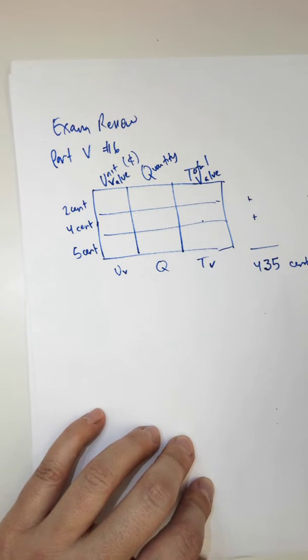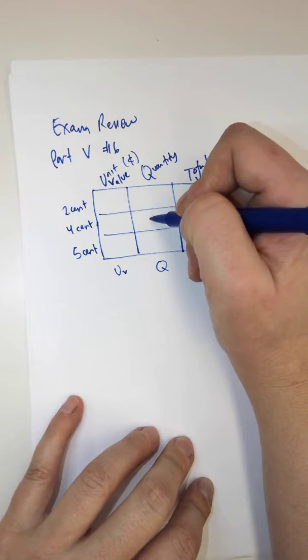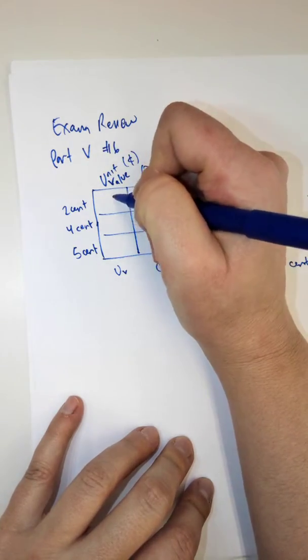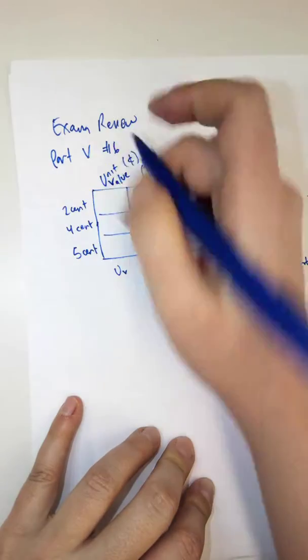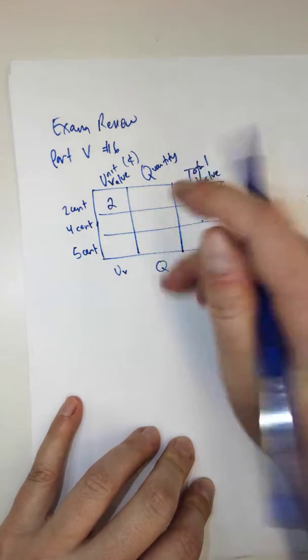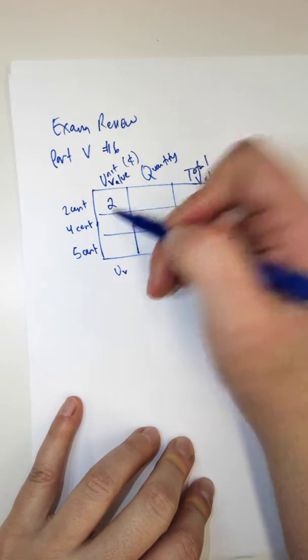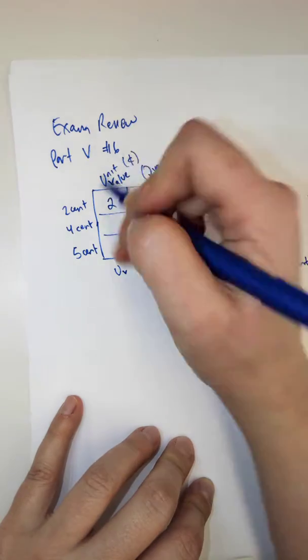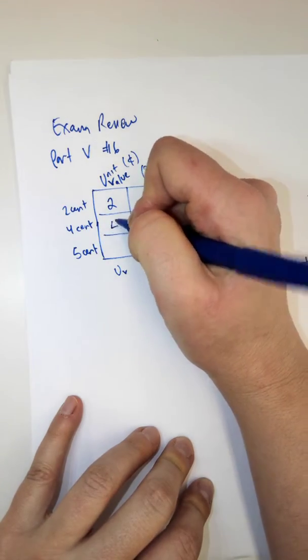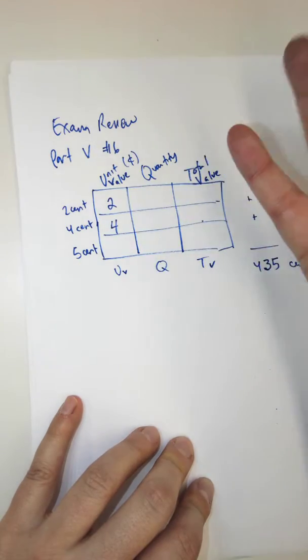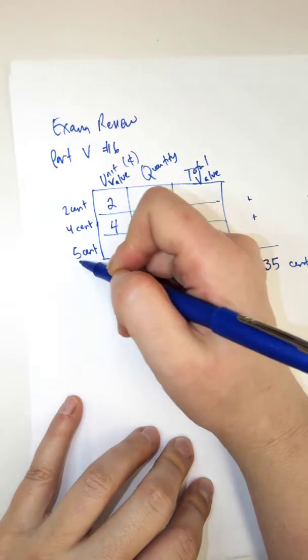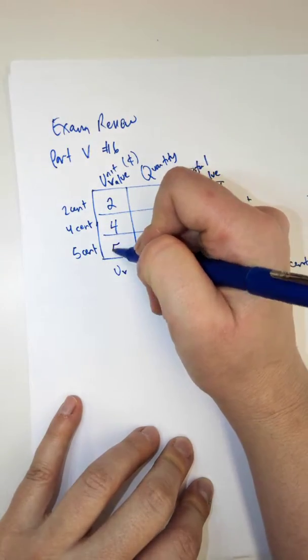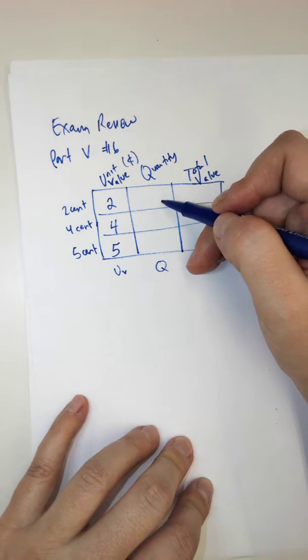So let's see, the number of 2-cent stamps exceeded the number of 5-cent stamps by 50. Well, I don't know how many 5-cent stamps she bought. Oh, actually, let me back up. Unit value of a 2-cent stamp is 2 cents. I could have written 0.02 in terms of dollars, but let's not do decimals. A 4-cent stamp, the unit value is 4 cents, and the unit value of 5-cent stamps, one stamp is worth 5 cents. Okay, back to quantity.